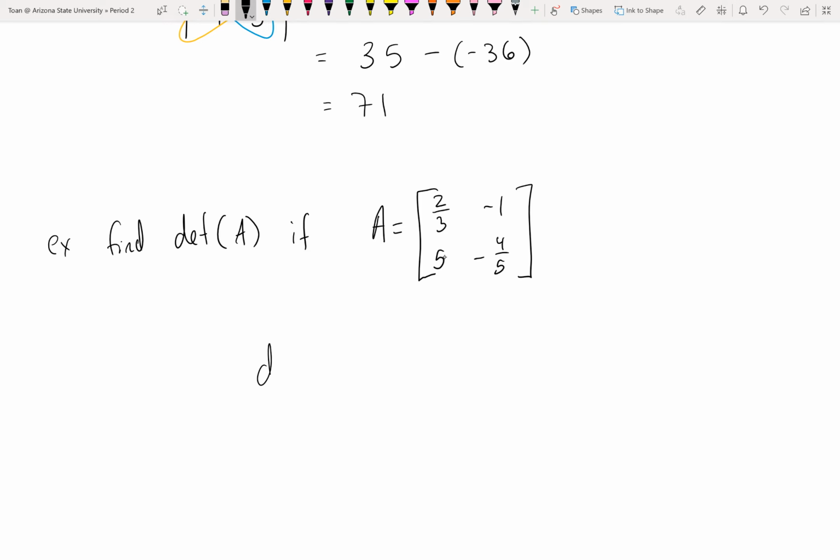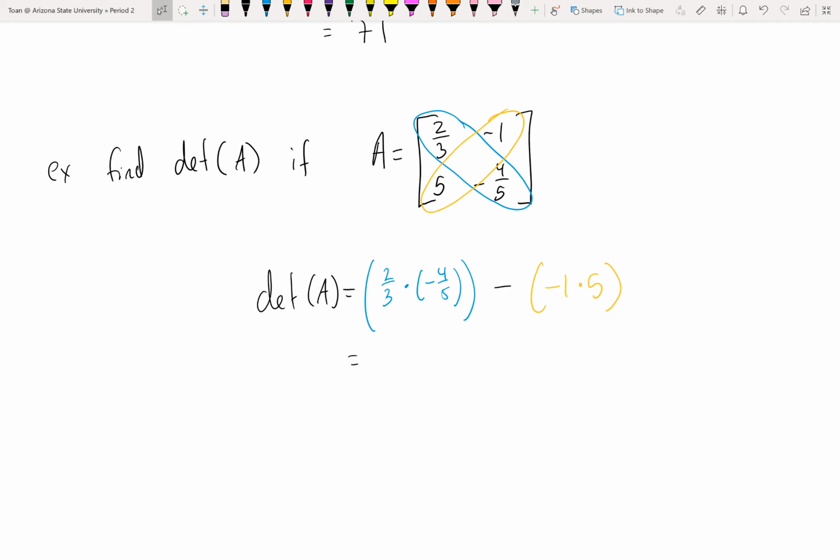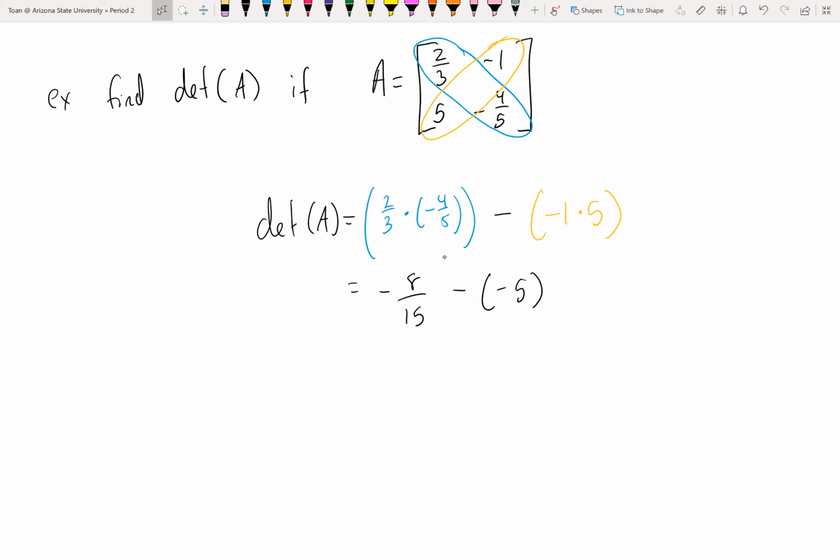So, okay, let's do this. The determinant of A equals crisscross. So this guy here, that's 2/3 times -4/5 minus the other diagonal, -1 times 5. Just because we have fractions doesn't mean the math changes. When you multiply fractions, you go straight across. That's -8/15 minus a -5. And then all you've got to do is add and subtract fractions, common denominators, and so on.